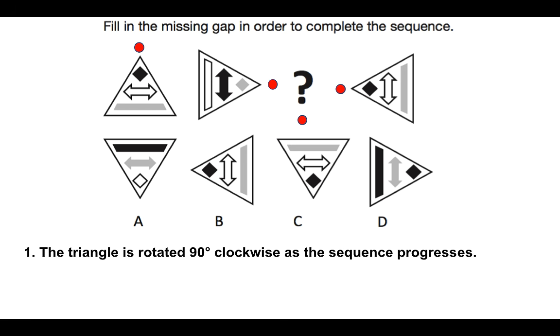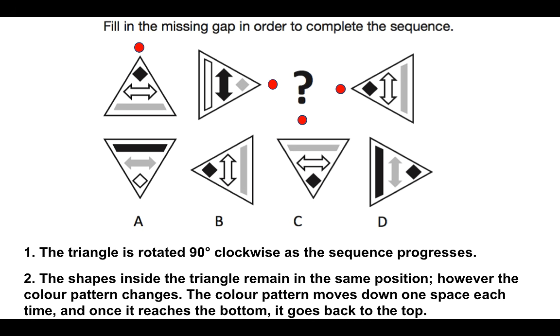We are looking for a triangle that has the point going there, and then it rotates 90 degrees clockwise again. We're also looking for shapes inside the triangle that remain in the same position, but the color pattern changes. The color pattern moves down one space each time, and once it reaches the bottom, it goes back to the top. You have a black diamond, then that shape is white, then that one is grey. In the next one, the grey shaded part at the bottom moves to the top, the black moves into the middle, and the white moves down one.